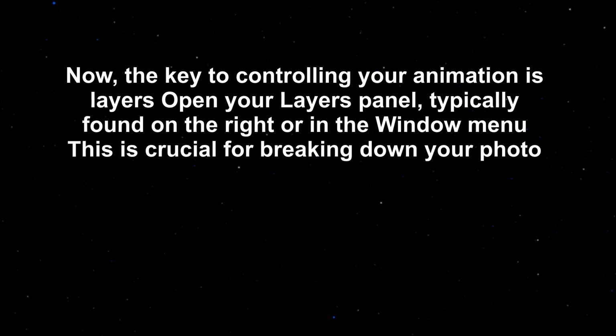Now, the key to controlling your animation is Layers. Open your Layers panel, typically found on the right or in the window menu. This is crucial for breaking down your photo.